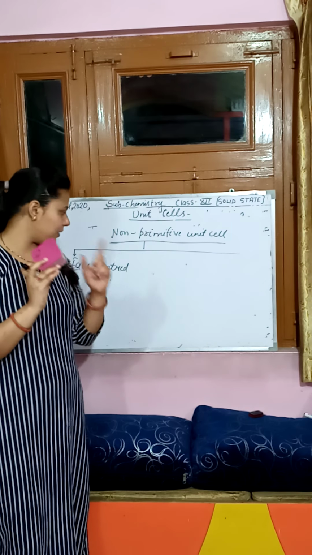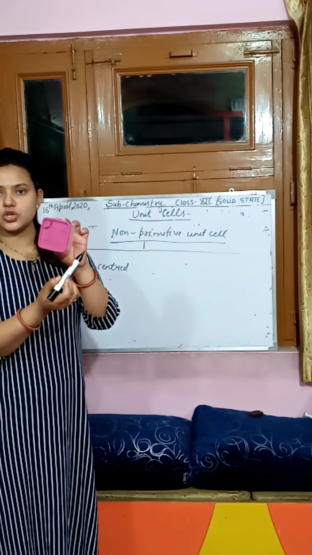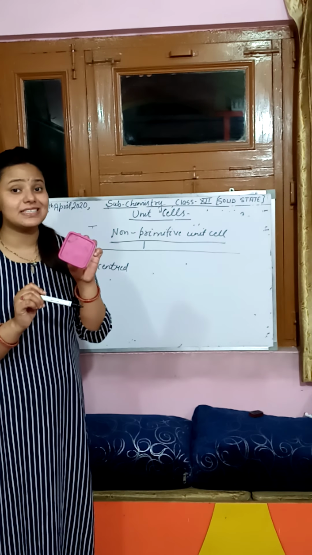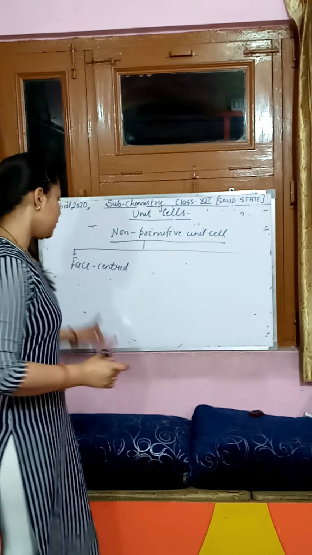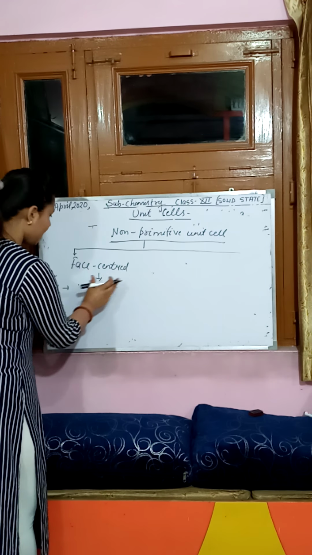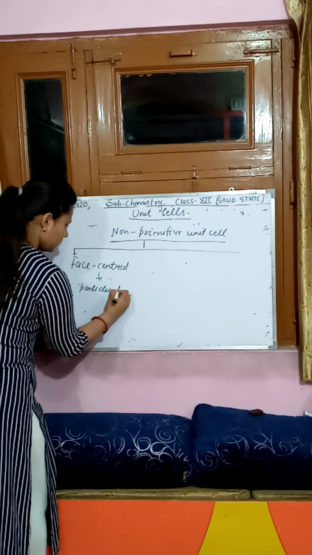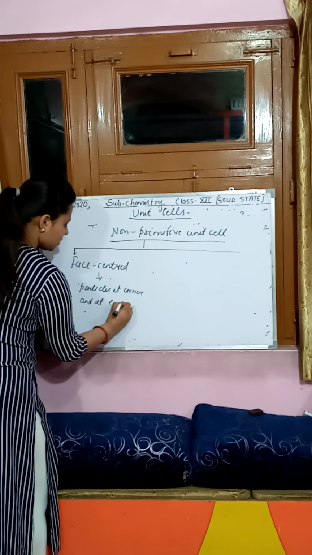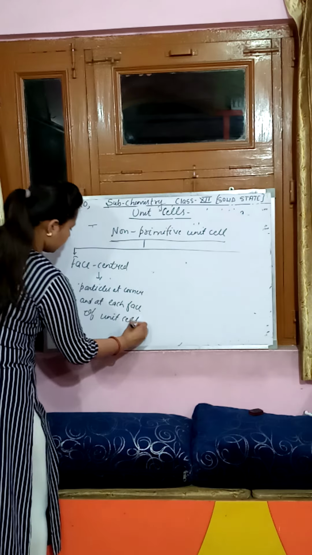Let me repeat it once again. Just listen carefully. Particles are present at each corner. It means 8 corners, and also at each face. How many faces are there? 6 faces. And particles are present at each face of the unit cell. So I am simply writing, just notes में आपको complete information मिल जाएगी, properly लिखा हुआ, but I am just writing here particles at corner and at each face of unit cell. That's why it is known as face-centered unit cell.